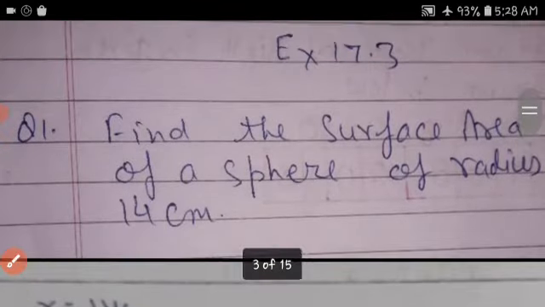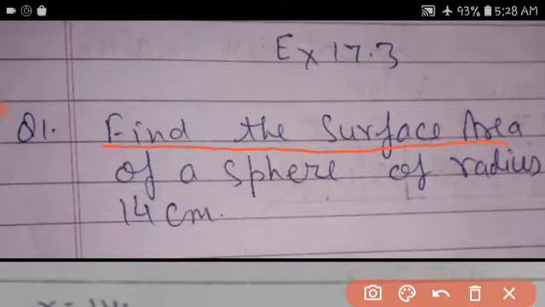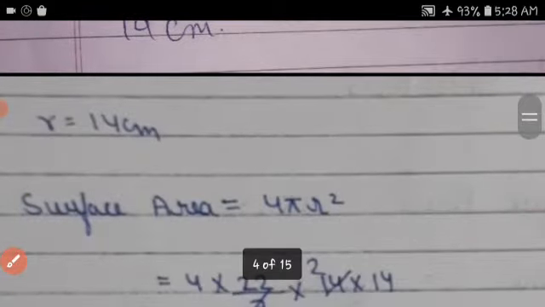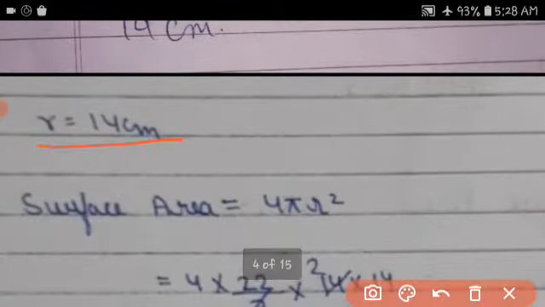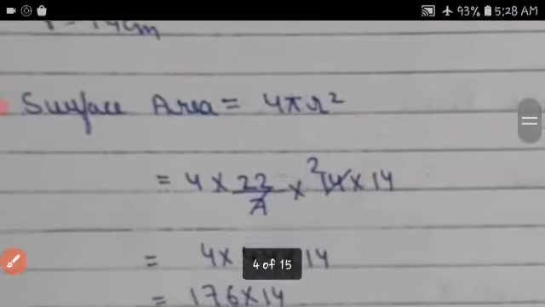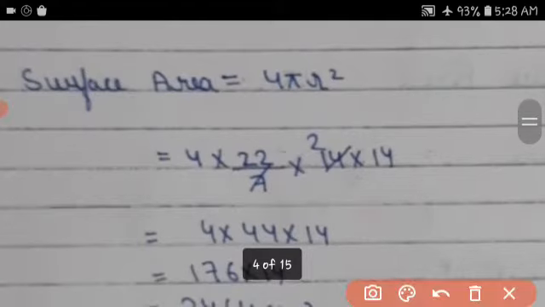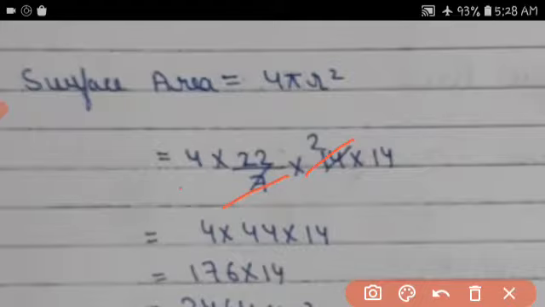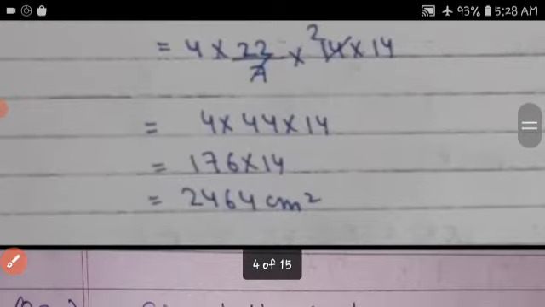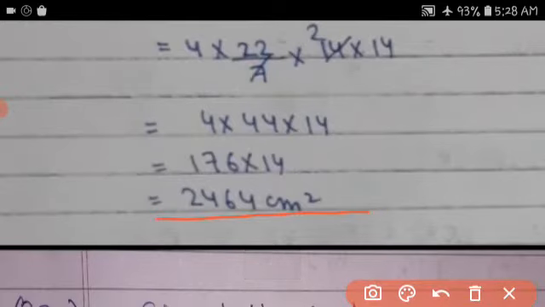Exercise 17.3, first question. Find the surface area of a sphere of radius 14 cm. R is equal to 14 cm. The surface area formula is 4 pi r square. Put in the values: 4 into 22 upon 7, into 14 into 14. 7 twos are 14. Now multiply over here: 176 into 14 is equal to 2464 centimeter square. Answer.